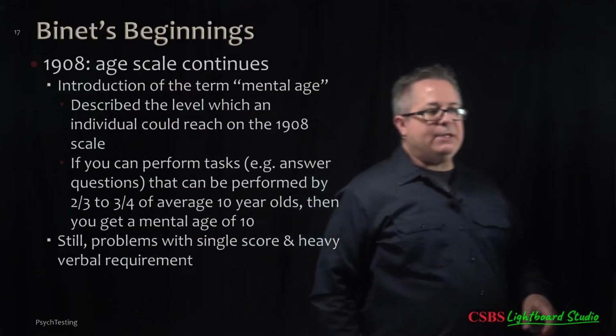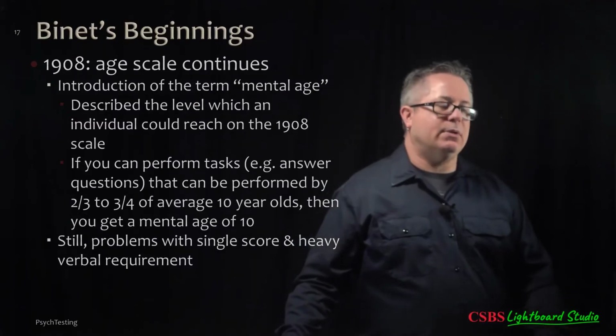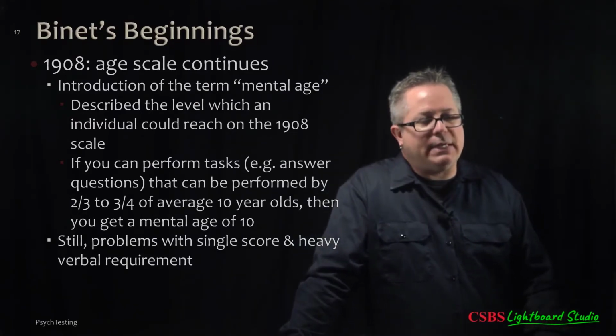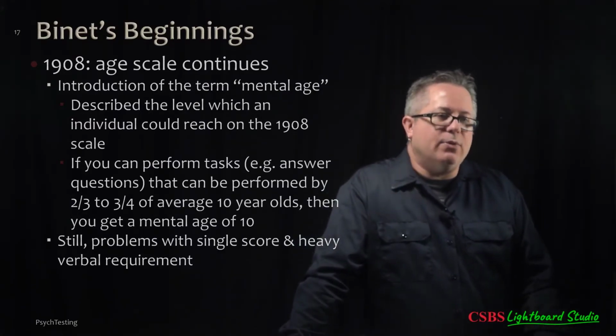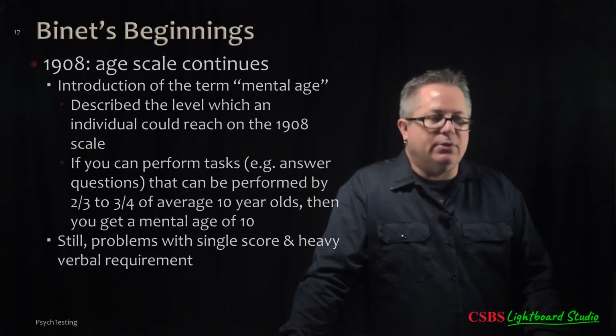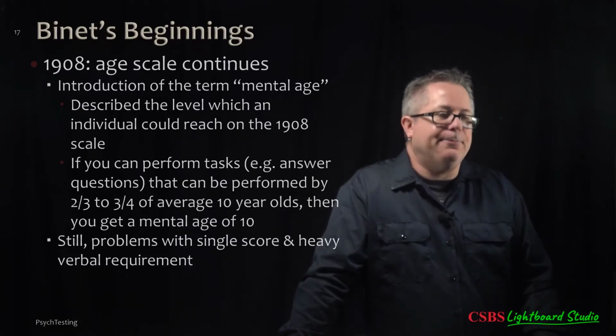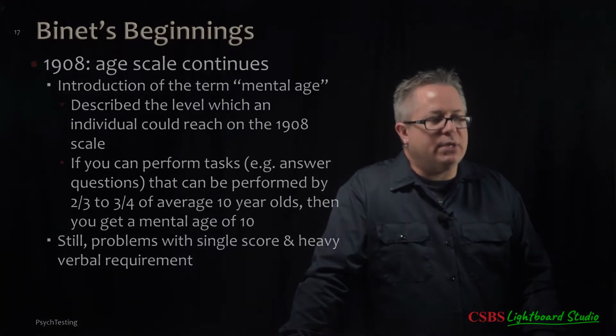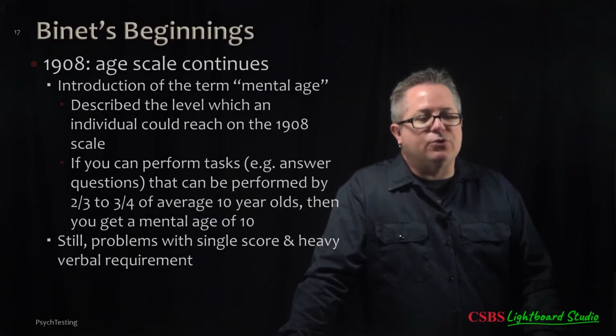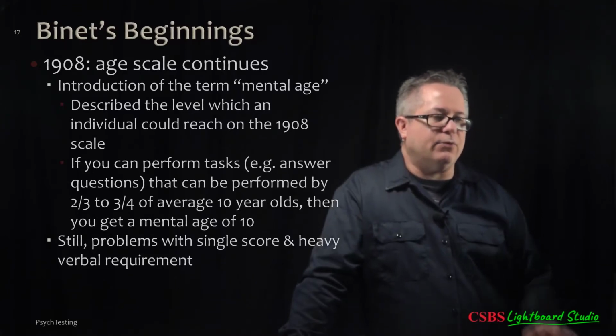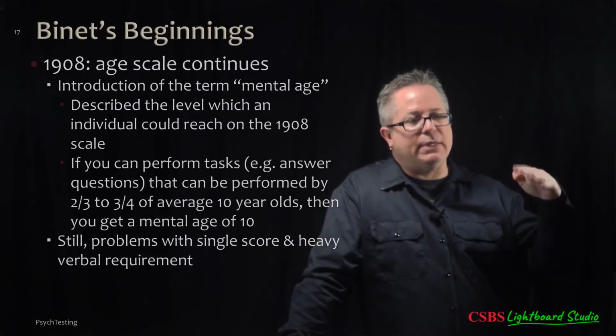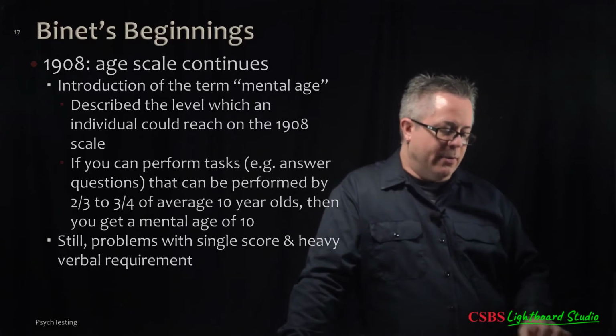So in 1908, the age scale continues. They start looking into this idea of mental age, that if you know as much as a 10-year-old, then your mental age is 10, right? It described the level which an individual could reach on the 1908 scale. Mental age was now the description of the level you could reach, right? So the higher the mental age, the more intelligent you were.